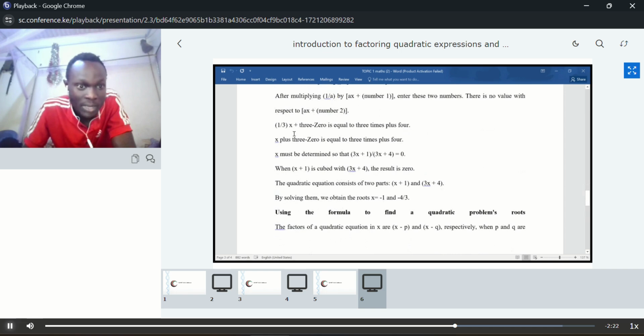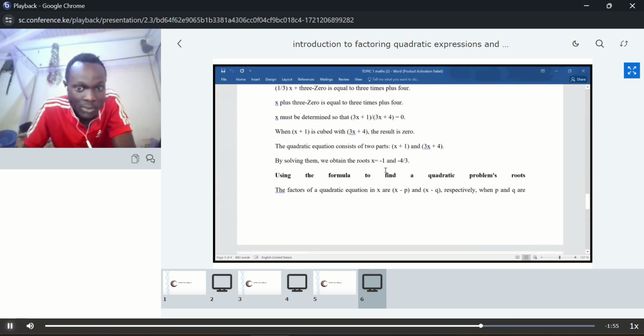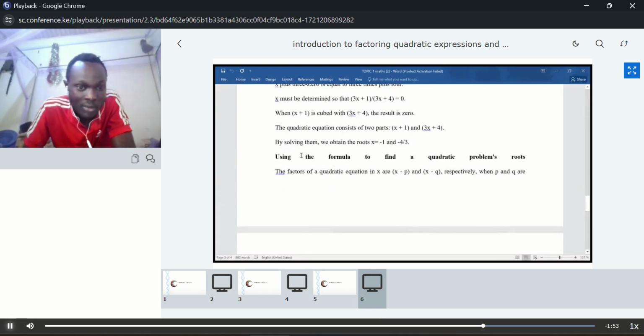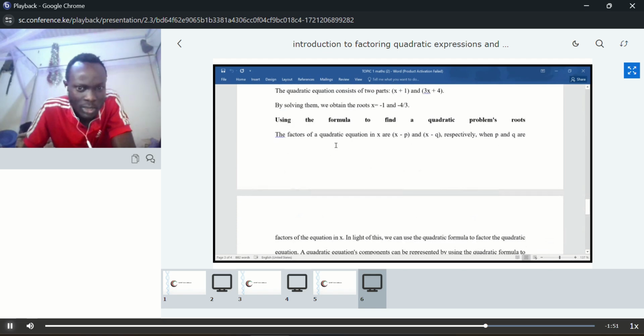1 over 3 times (3x plus 3) times (3x plus 4) is equal to 0. So (x plus 1) times (3x plus 4) is equal to 0. So x must be determined so that x plus 1 times 3x plus 4 is equal to 0. Then the quadratic consists of two parts, x plus 1 and 3x plus 4. By solving them, we obtain the roots x is equal to negative 1 and negative 4 over 3.